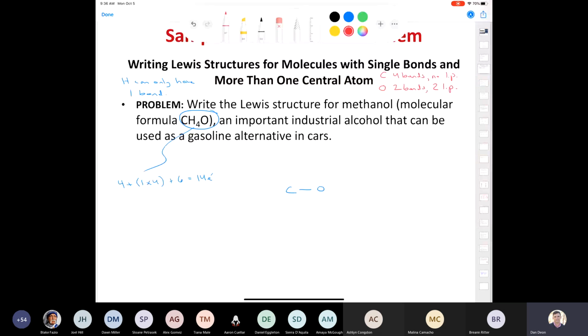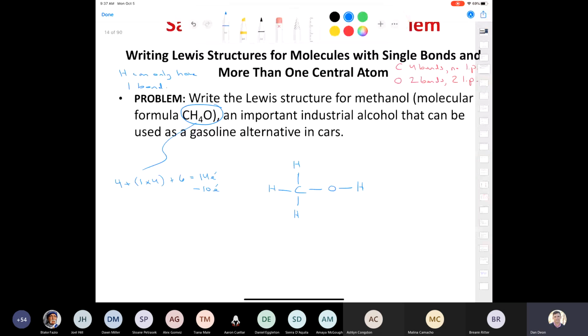And if you're wondering now, where did you get that, Mr. Dion? I got it from last class. Okay, and so with that in mind, that means that we could draw 1, 2, 3, 4 bonds to our carbon and 1 bond to our oxygen like this. Okay, now we can place the hydrogens around 1, 2, 3, 4. If we tally up all the electrons that have been used, 2, 4, 6, 8, 10. We've used up 10. 14 minus 10 gives us 4 electrons.